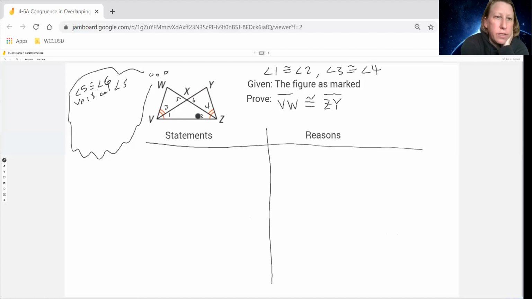Okay. So I'm going to do this stuff I add to the figure in blue, maybe. So I could say that line segment VZ is congruent to line segment ZV. Okay, I may or may not need that, but that's definitely true here. What else can we do? We have vertical angles. We're trying to get to VW and ZY.